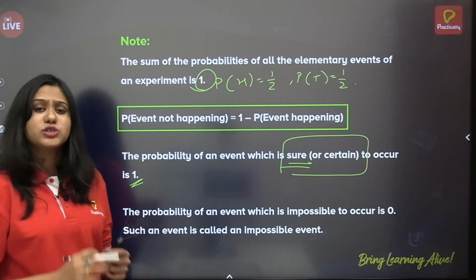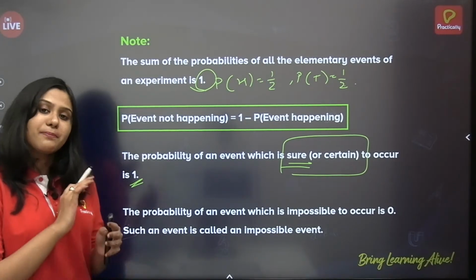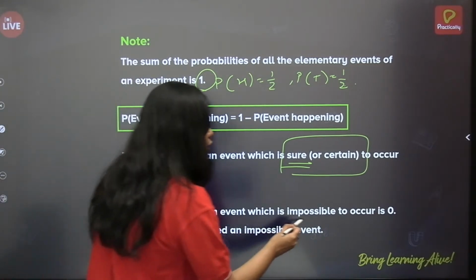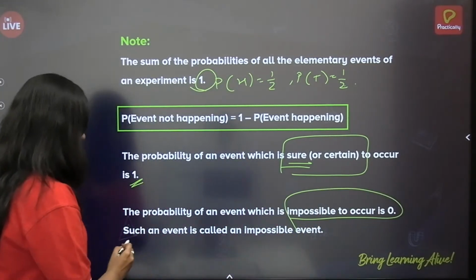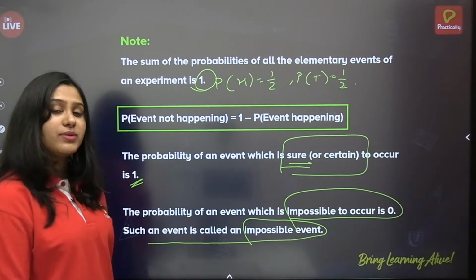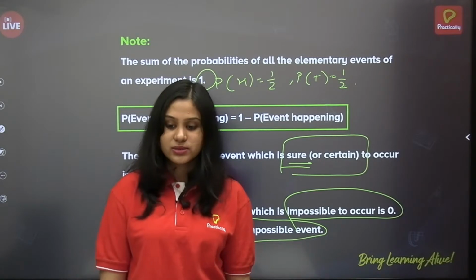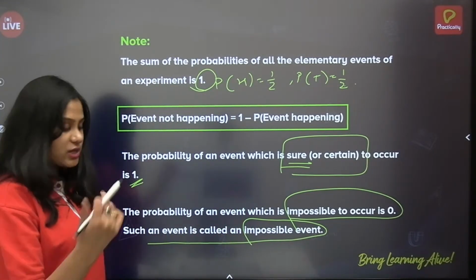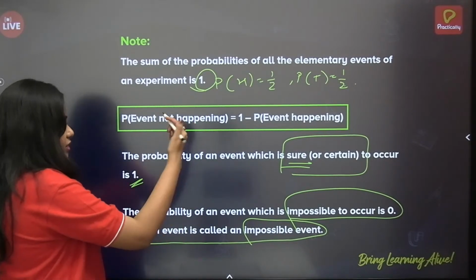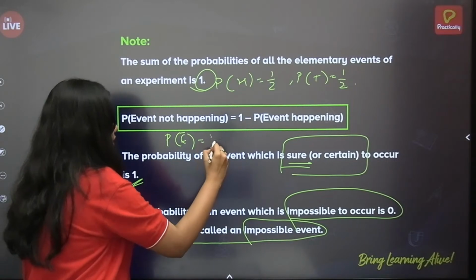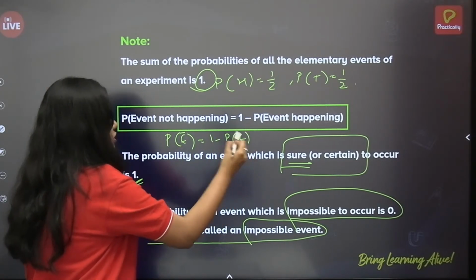Okay, that is nothing but a sure event. It has to happen. It's like definitely happening. Next, the probability of an event which is impossible to occur is 0. Such an event is called an impossible event. Now, can you all give me an example for an impossible event? Yes, Lakshman Prabhu, that is also one formula which can be written from here, correct? So, P of E bar is 1 minus P of E. So, this plus this equals 1.